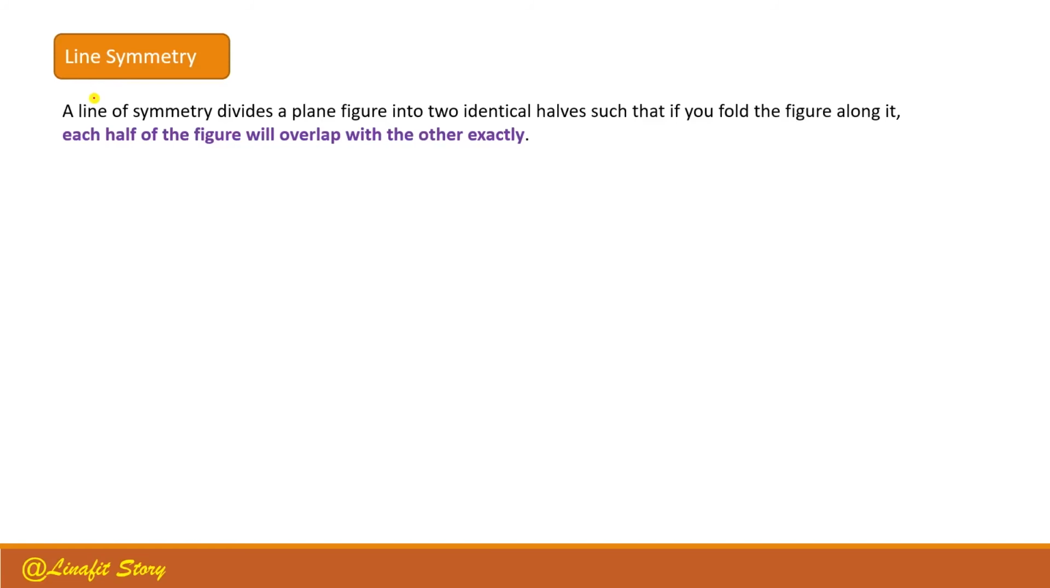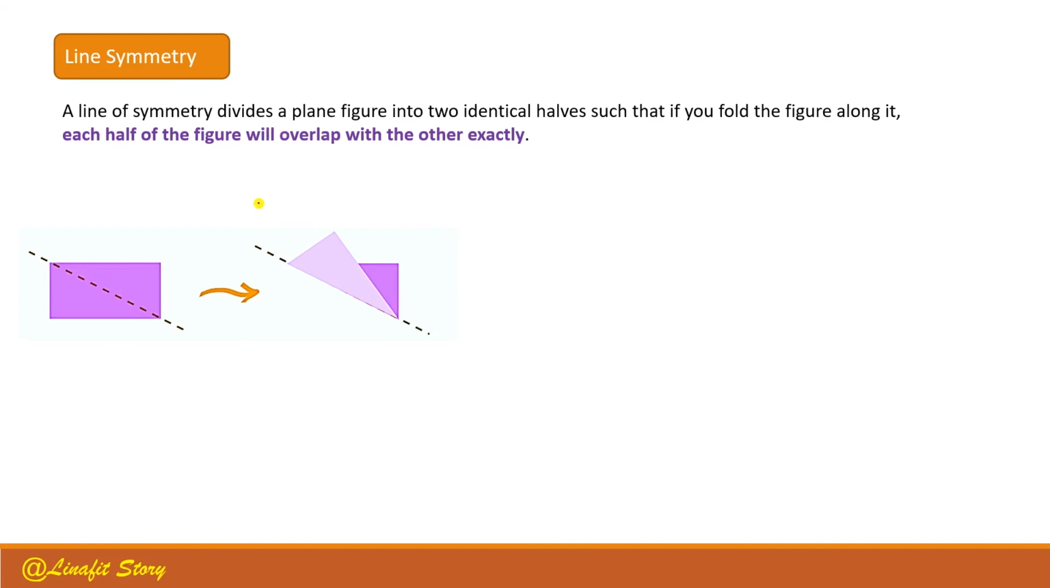A line of symmetry divides a plane figure into 2 identical halves such that if you fold the figure along it, each half of the figure will overlap with the other exactly. You can find if a shape has a line of symmetry by folding it. When the folded part fits perfectly on top, meaning all edges match, then the fold line is a line of symmetry.